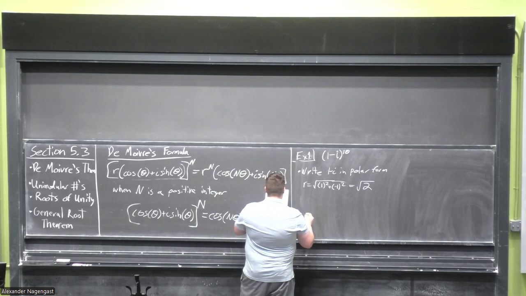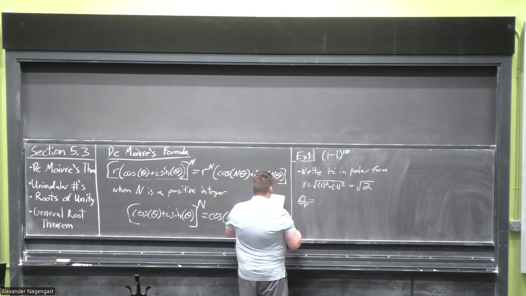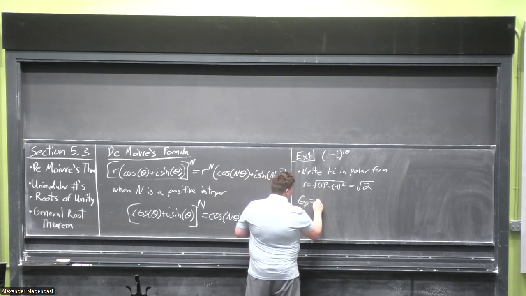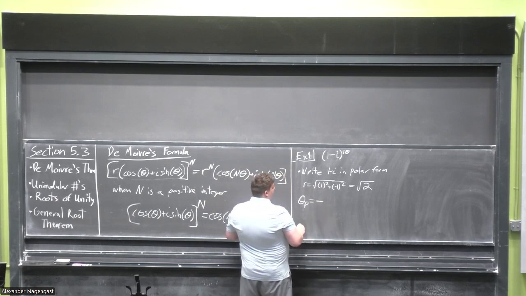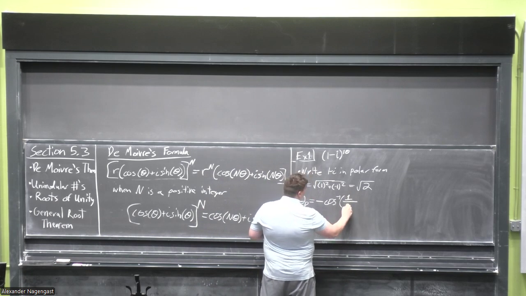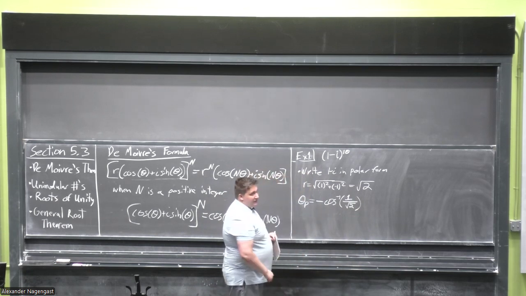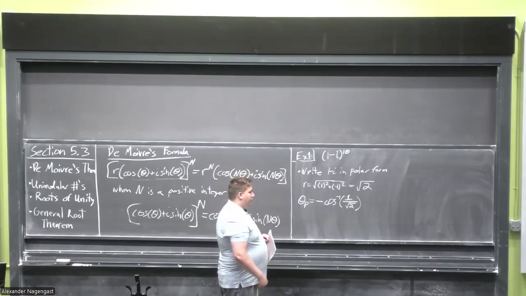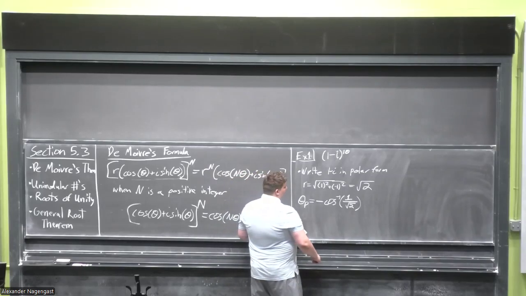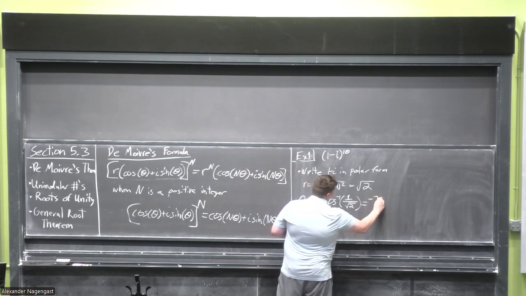And then our theta principal is equal to the sign of our b, which is negative, times cosine inverse of our a value, 1, divided by our radius, or r, which is square root 2. This 1 over root 2 is the same as square root 2 over 2. Cosine inverse of square root 2 over 2 is pi over 4. We have a negative, so we're going to have negative pi over 4.